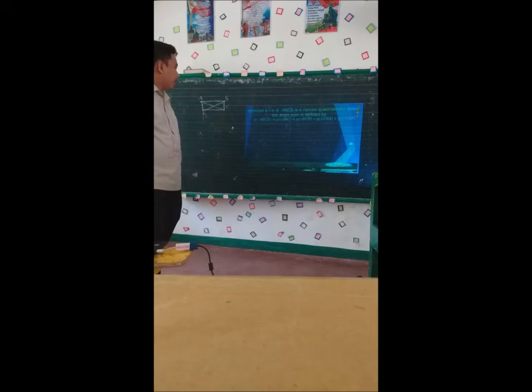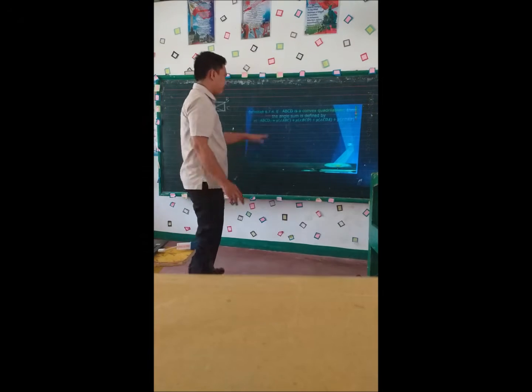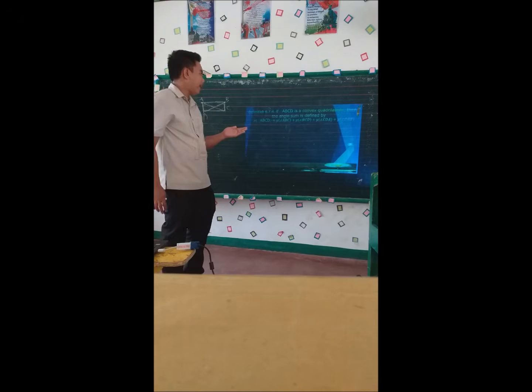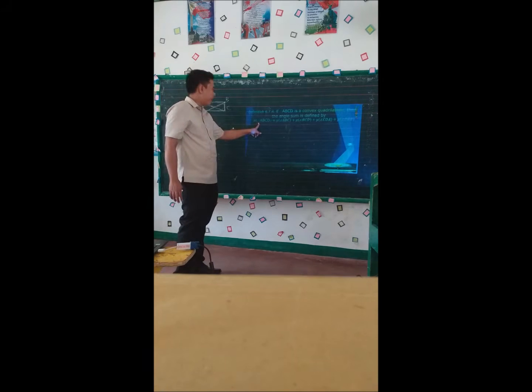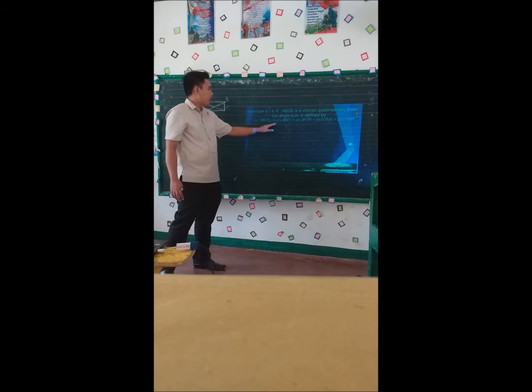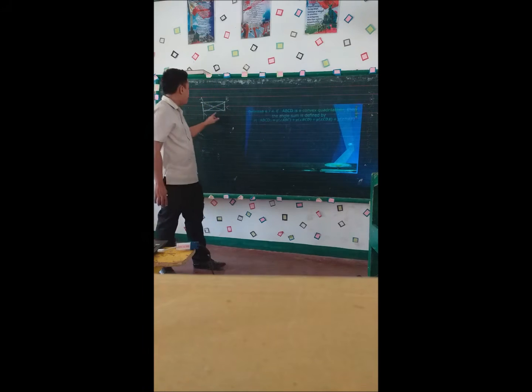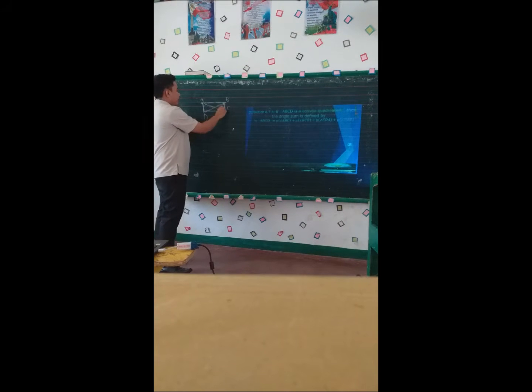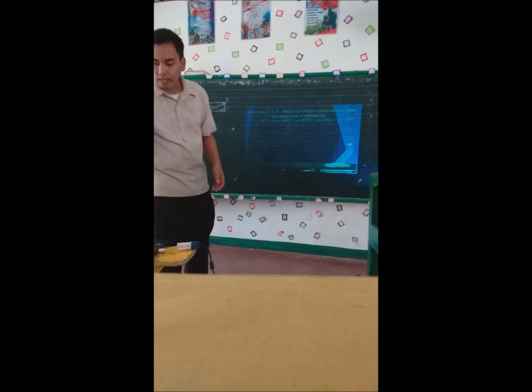Definition 6.7.4: if the quadrilateral ABCD is a convex quadrilateral, for example this one, then the angle sum is defined by phi of the quadrilateral ABCD, this angle sum is equal to the mu of angle ABC, this angle, plus the mu of angle BCD, this one, plus the mu of angle CDA, this one, and the other, plus the measurement of angle DAB. That would be the definition of the angle sum of a convex quadrilateral.